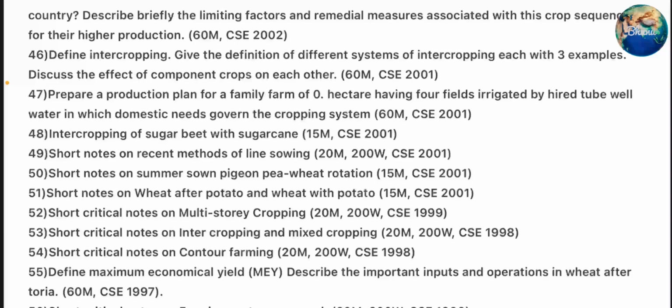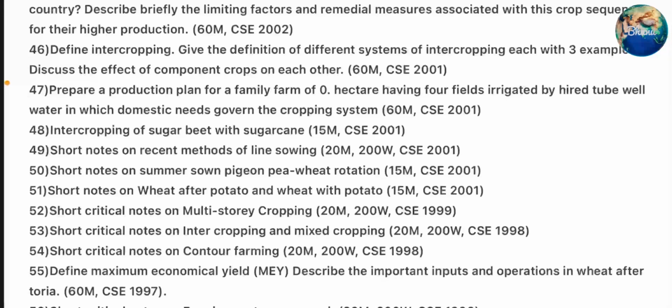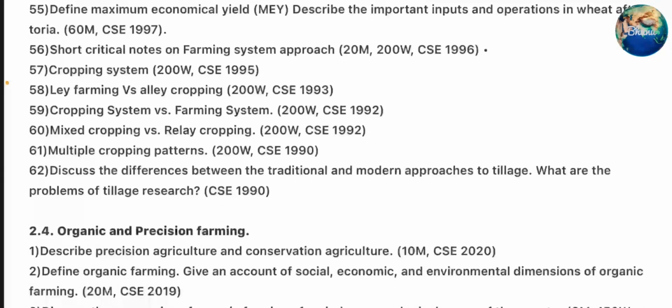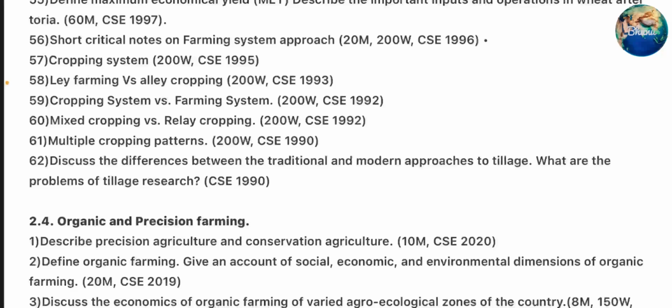Question 54. Short critical notes on contour farming. Question 55. Define maximum economic yield. Describe the important inputs and operations in wheat after toria. Question 56. Short critical notes on farming system approach.